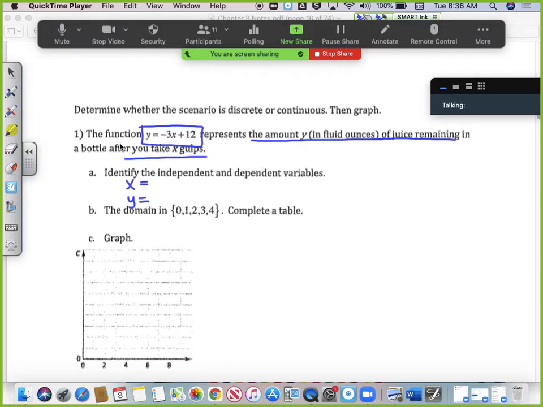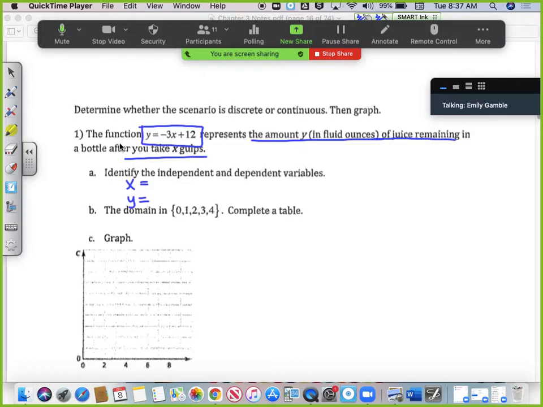How many sips depends on how much is remaining, like how much you take. I just want to hear your thinking. Your thinking is right, but I think you're saying it backwards. What did you say? I know, it's confusing. So what depends on what? Does the amount of juice left in the bottle depend on how many sips you're taking, or does how many sips you're taking depend on how much is left? The amount of sips you're taking depends on how much is left.